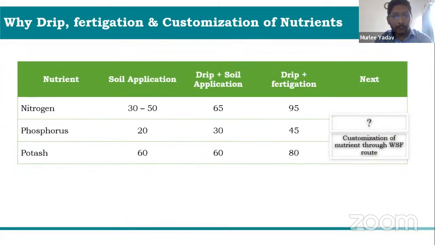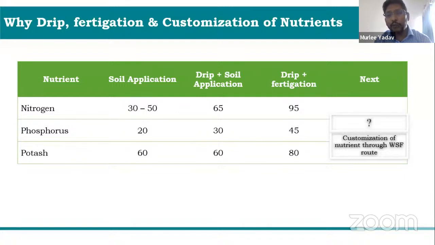Because you will be able to see here, if you are going by the soil application concept, you should see the efficiency of different nutrients. Talk about nitrogen. Its efficiency through soil application is only 30 to 50%. Phosphorus is 16 to 20%. Potash is 50 to 60%. But when we go towards drip plus soil application, nitrogen use efficiency becomes 65%, phosphorus 30%, potash 60%. And when we move towards the fertigation concept, nitrogen use efficiency becomes 95%, phosphorus 45%. Even you can achieve up to 65%. It depends on how efficient a fertilizer you are using through drip, but you can achieve up to 65%. Potash, you can reach up to 80%.